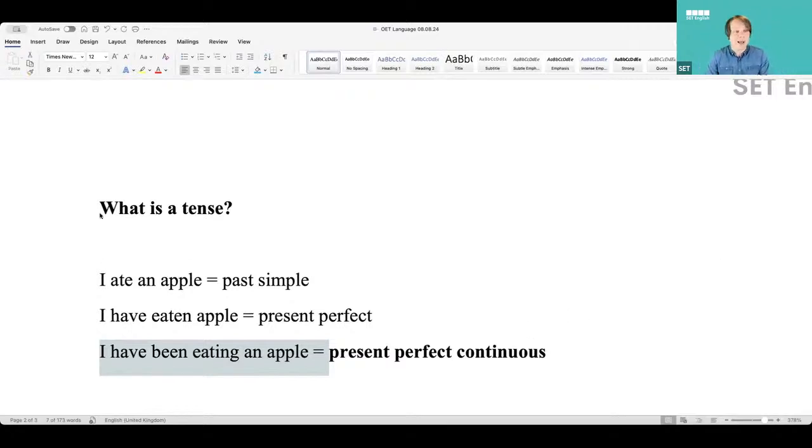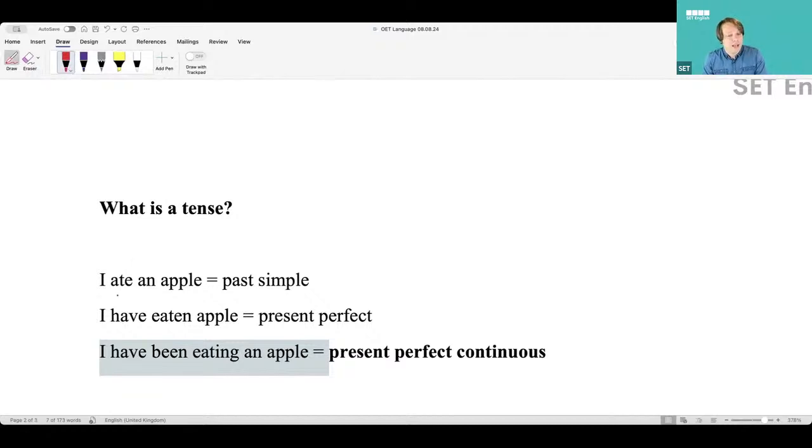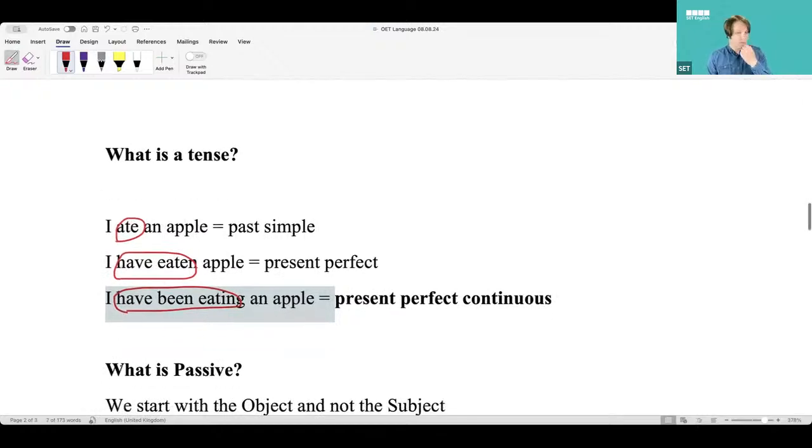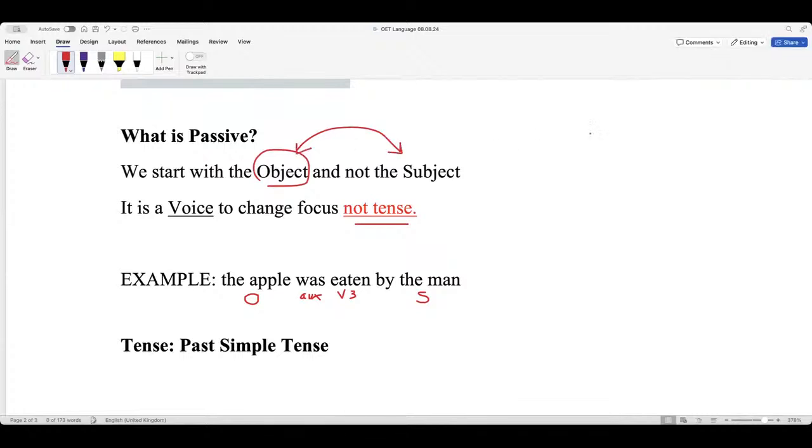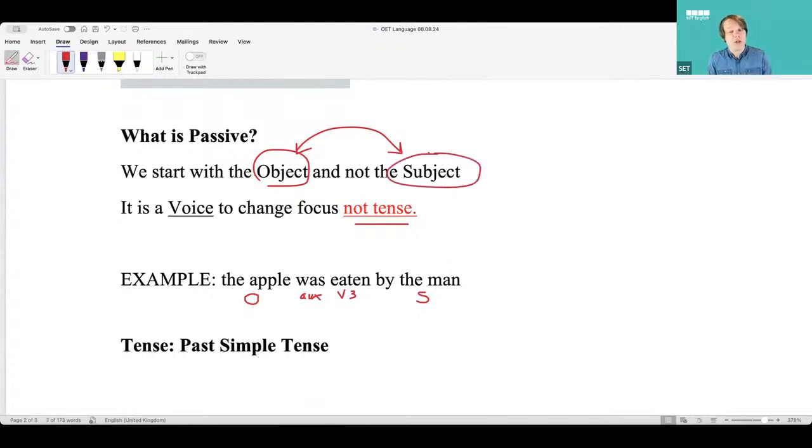Okay, this is just an example. Okay, so tenses, Carmen: we've changed the verbs, and it changes the meaning a little bit. That's what a tense is. But passive is not a tense. We don't change the verbs, guys. What do we change? Everyone, what do we change in the passive? The subject and object. We change the subject and the object, right? So it's not a tense. It's changing the subject and the object, reversing them.